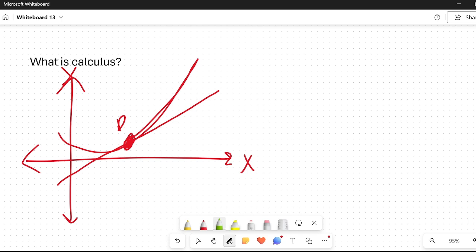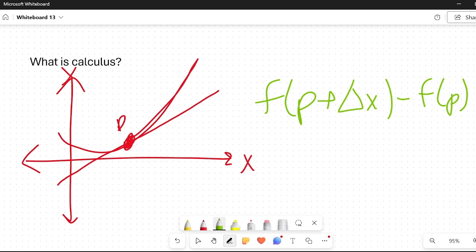We will say, okay, f of, in this case we're using P as the point, so f of P plus delta x minus f of P, over delta x. This will essentially be what we use to evaluate it, and later we'll apply limits to this and determine our equation for derivatives.